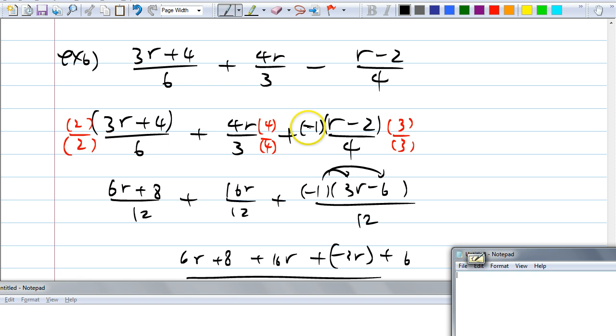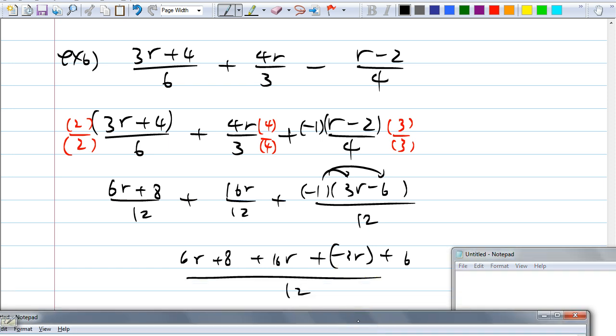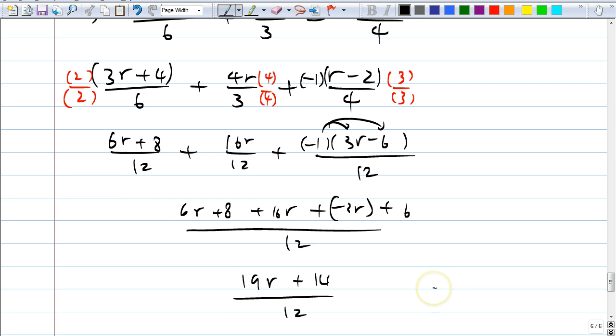Did you all distribute that negative to both of the terms? You could have first multiplied by negative 1, then multiplied by 3, or just do it the other way, same thing. Either way, you should have gotten negative 3r plus 6. How many people got negative 3r plus 6 for the last 2 terms? Good. Over 12, of course, because you have a common denominator of 12. Then, of course, when you add them up, Joseph, what do we get? 19r plus 14 over 12 is correct. How many people got 19r plus 14 over 12?